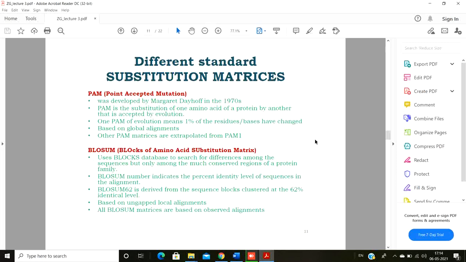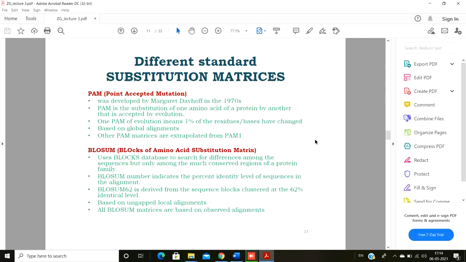Yes, so I was talking about PAM. This was developed by Margaret Dayhoff in 1970, and PAM is a measure of the rate at which a point mutation that substitutes one amino acid residue for another has been incorporated in a gene lineage during evolution. A PAM is sometimes used as a unit of evolutionary divergence.